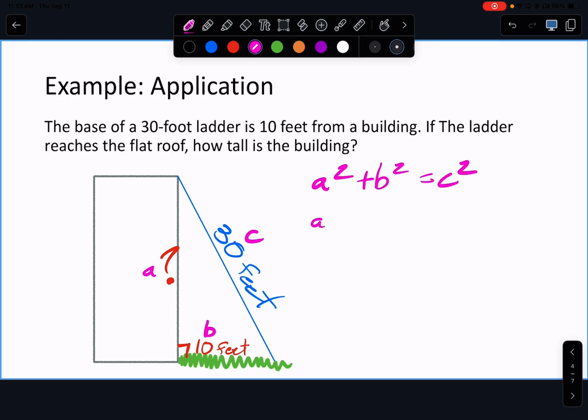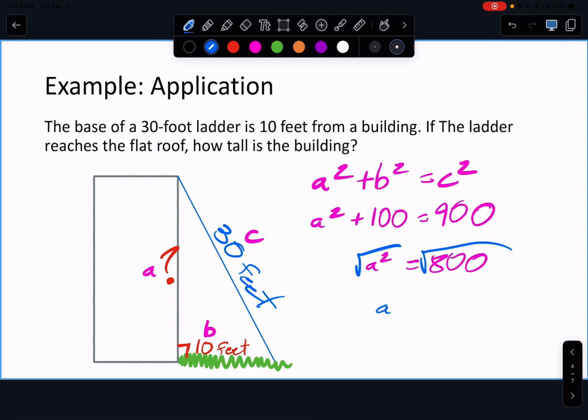A squared stays as a squared. What's b squared? What's 10 squared? What, Grace? 100. What's c squared? 30 times 30? 900. So then I subtract 100, right? I get a squared equals 800. So then, Jackson, what do I have to do with that to solve for it? Square root. A equals 28.28 feet.